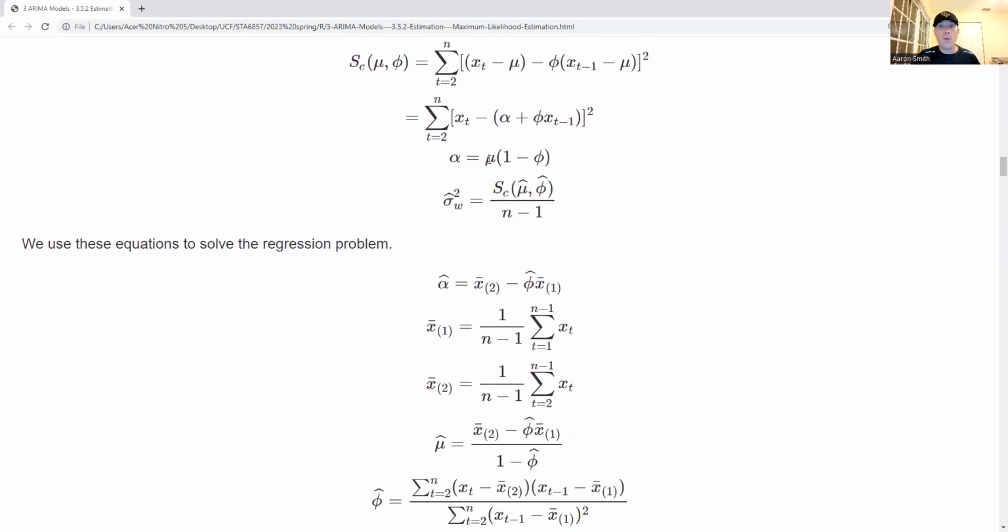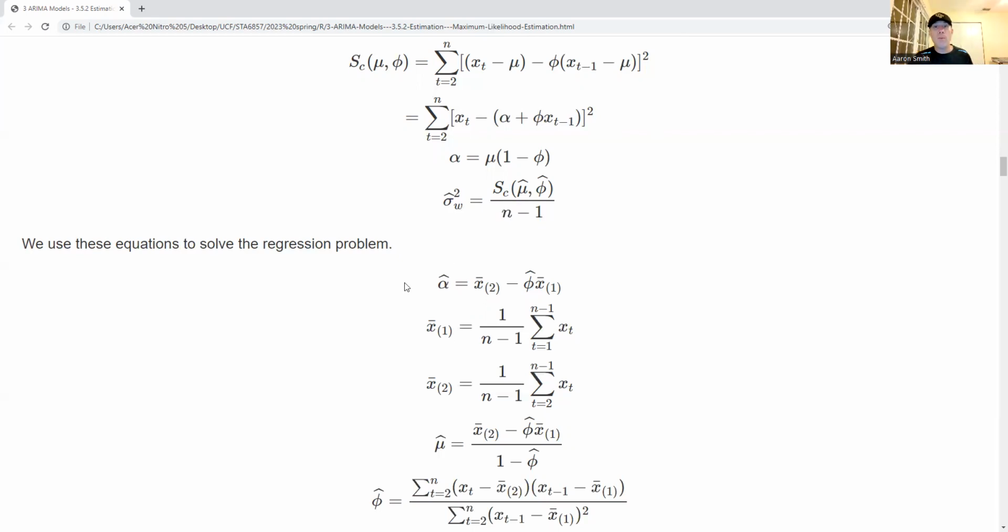I'm going to set alpha equal to mu times 1 minus phi. My estimate looks very much the same, but now I don't have that x sub 1 term in there. I've lost one data point, so I'm dividing by n minus 1, maximizing likelihood, but it is a biased estimator. There's a trade-off there.